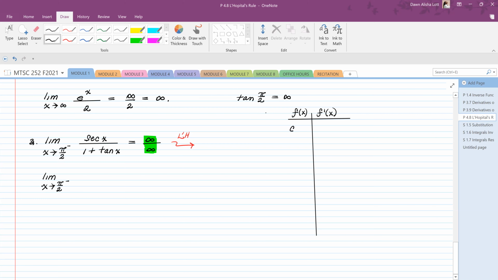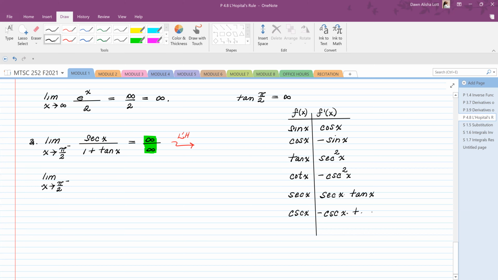Okay, so the derivative of sine is cosine x. Derivative of cosine x is negative sine x. Derivative of tangent x is secant squared x. Derivative of cotangent of x is negative cosecant squared x. Derivative of secant x is secant x times tangent x. And derivative of cosecant of x is negative cosecant of x times cotangent x. Okay, so they are our derivatives.